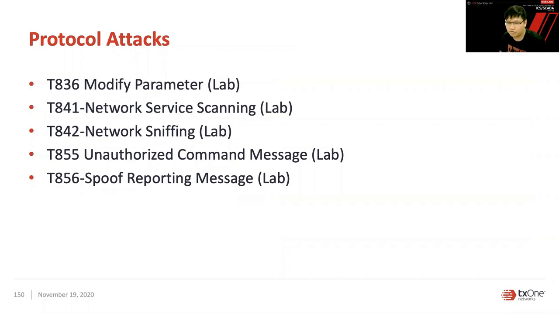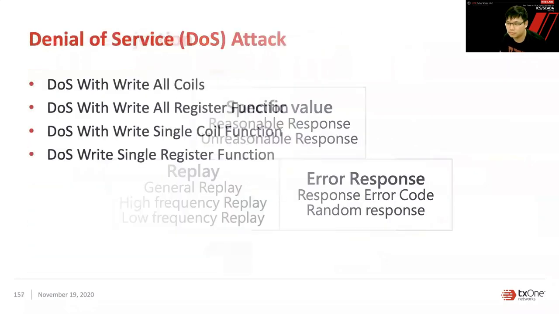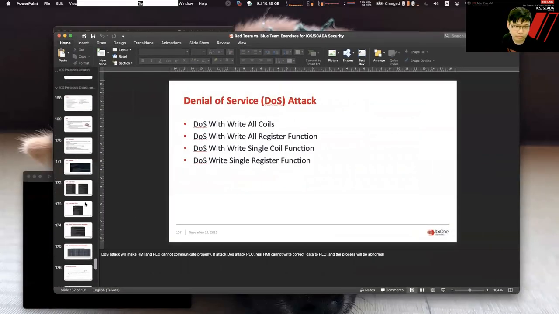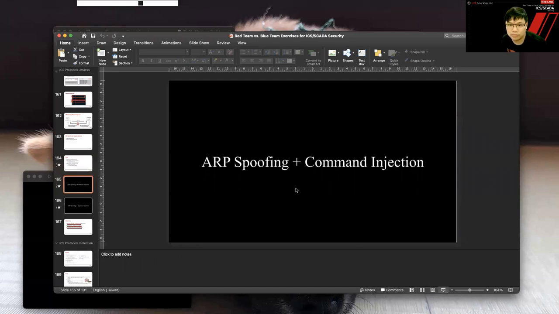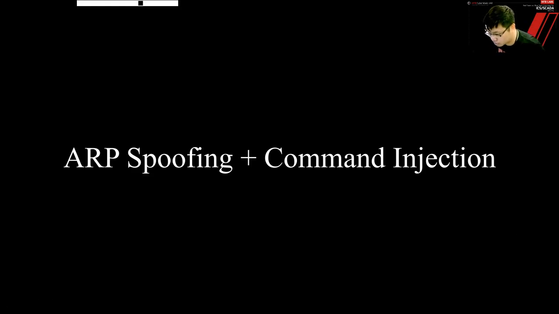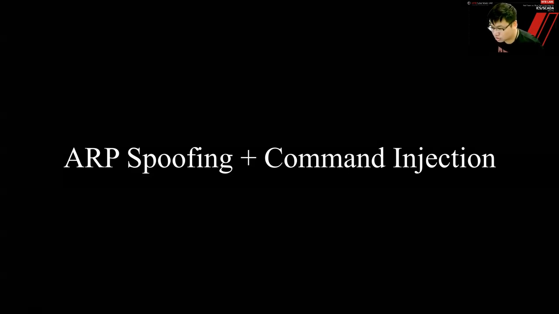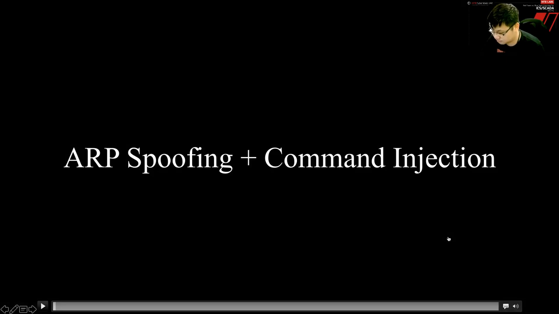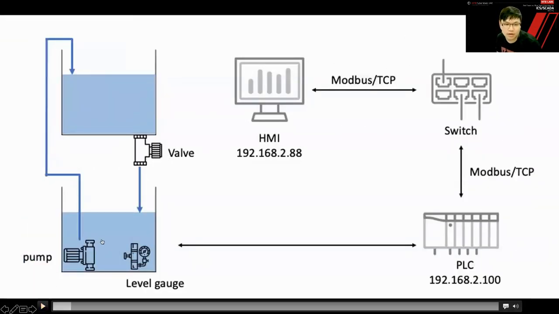Before we perform the attacks here, I just want to show an attack video. I realize maybe our time is not enough, but it shows ARP spoofing and command injection performed in a real environment. Just in case you don't know, let's wait a second. Okay, here. So this is command injection, performed in a real attack environment. There are two water tanks, a pump, and a reservoir, and the HMI with the Modbus TCP protocol switch and PLC architecture, which you know.